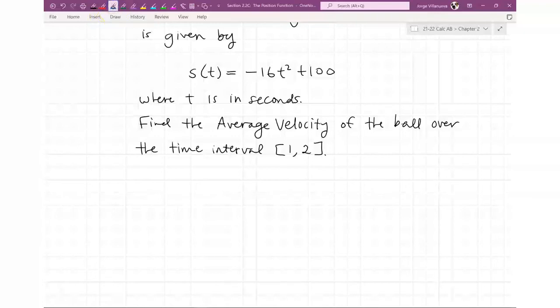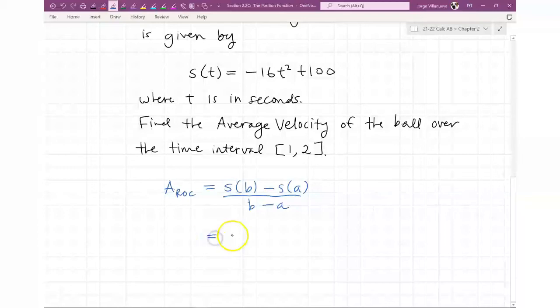So average rate of change is going to be S of B minus S of A over B minus A. So I'm just going to plug in my values, okay? So my 1 and my 2, usually we do things in alphabetical order. So 1, 2, that would be A, B, right? Just like we put our points X, Y, right? X is first, Y is second. So 1 and 2, we're just going to put A is 1, B is 2. So I get S of 2 minus S of 1 over 2 minus 1.